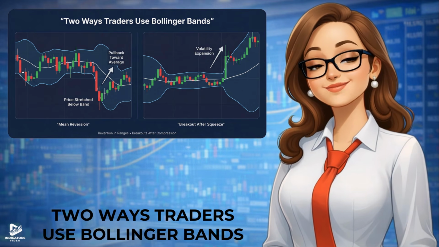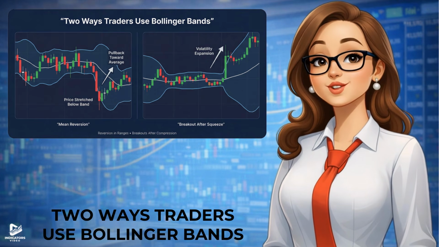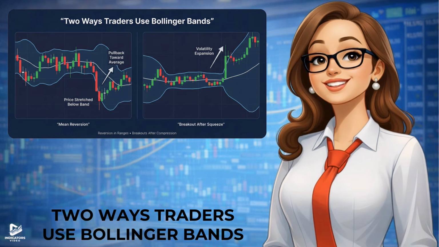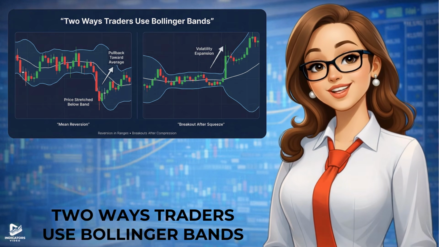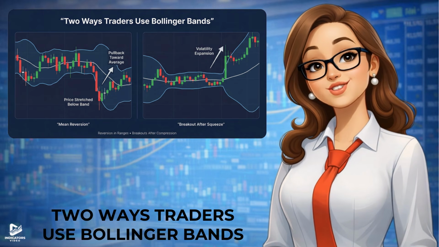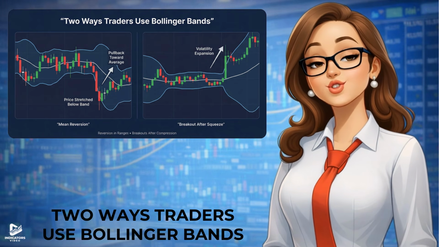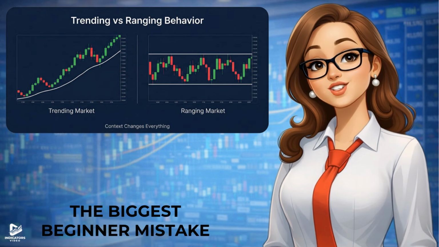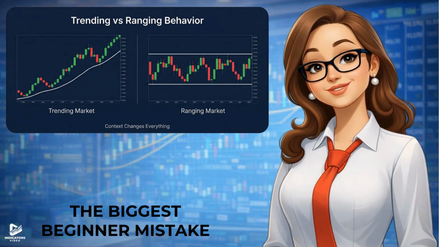The second method is breakout trading. After a squeeze, a strong breakout candle can signal expansion. Traders look for momentum confirmation before entering. The key idea is not to trade blindly. Use structure and confirmation. The biggest beginner mistake is treating the bands like automatic signals.